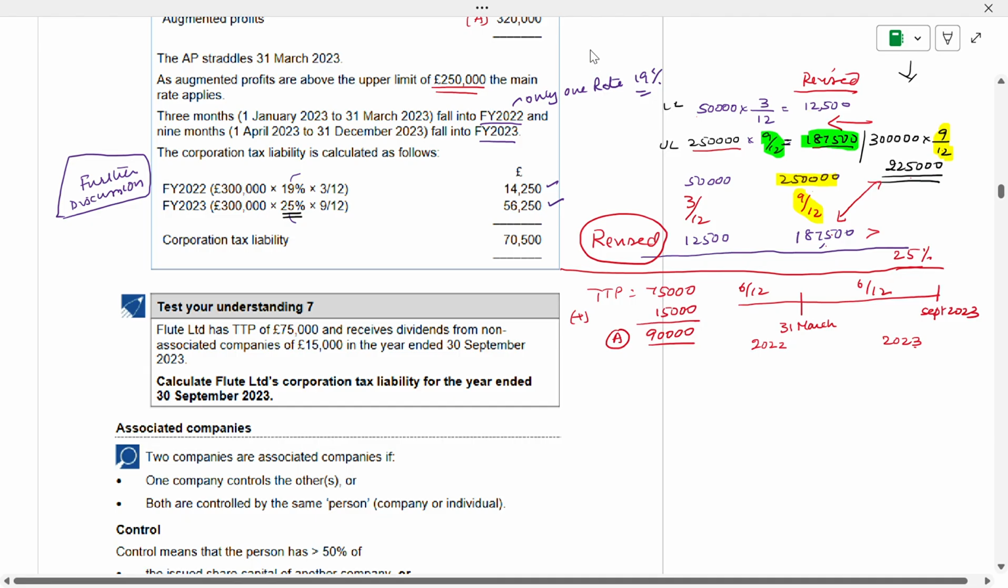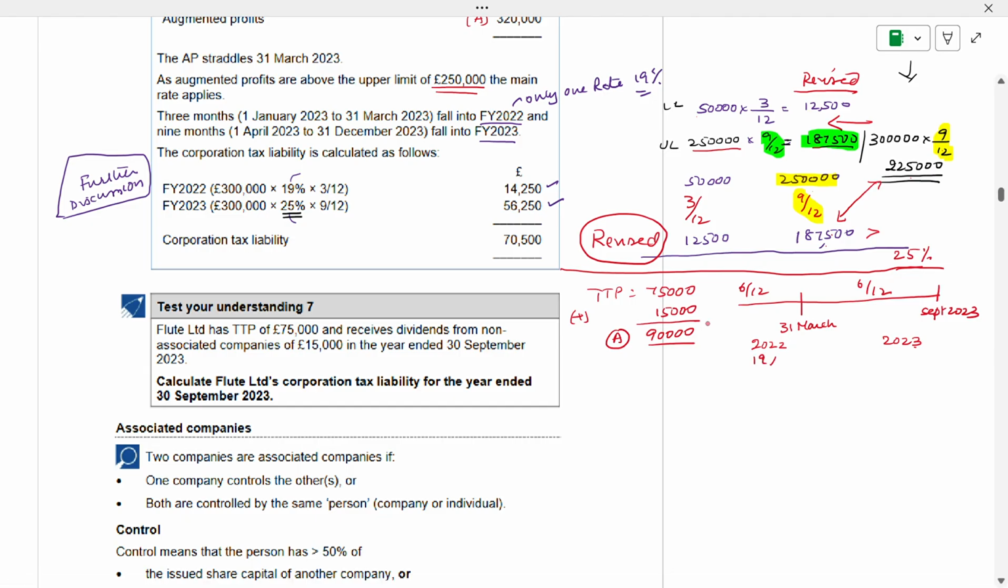Now, how much is the profit? 75,000. We have a marginal relief. What is the tax rate? See, tax rates will change. Here the tax rate will be 19%. Here the tax rate will be 25%. Are you clear about this? Yes, sir, that is clear. Okay, now one by one, stage by stage, we will proceed.